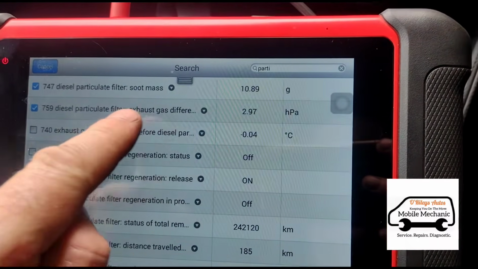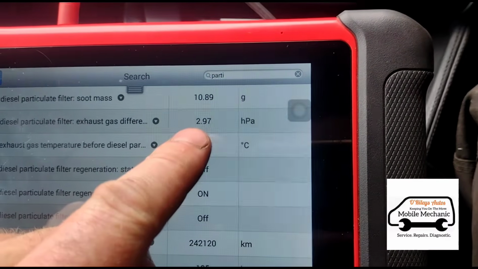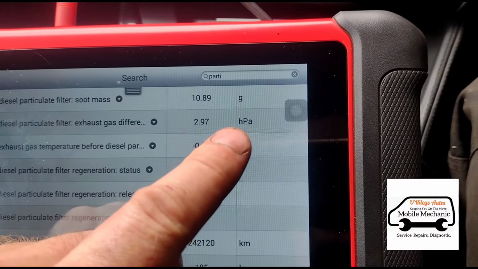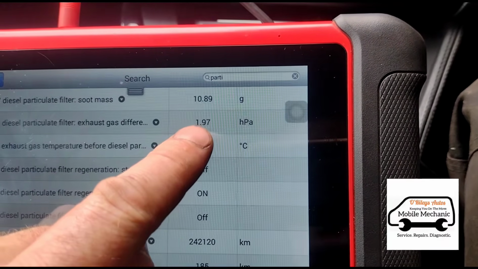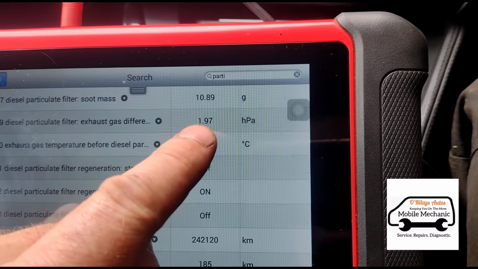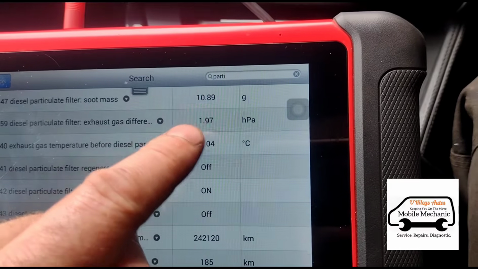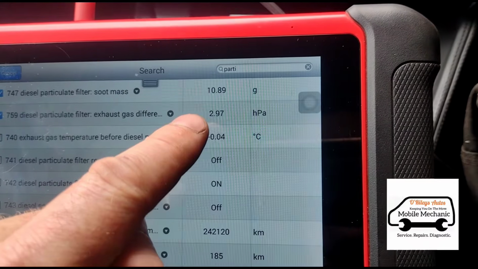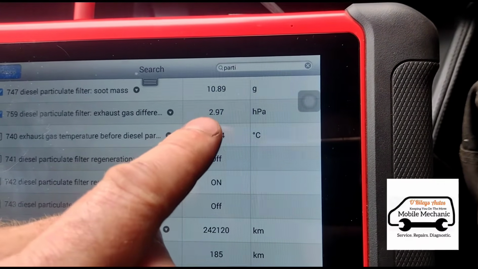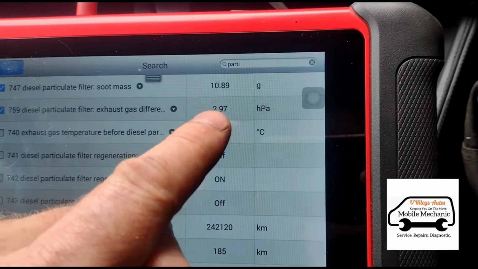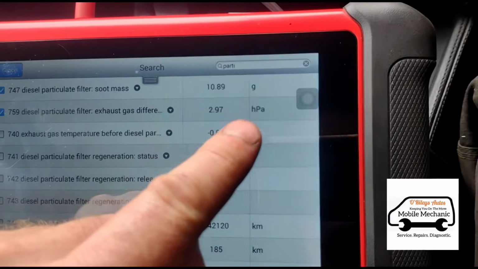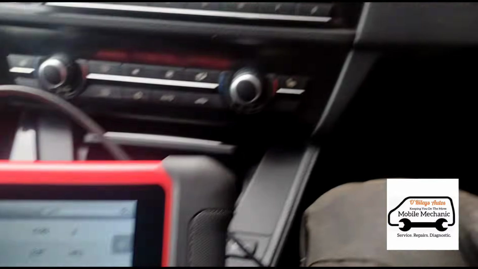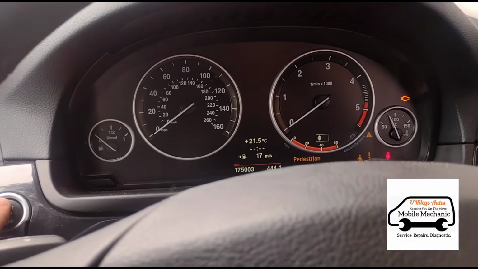When you start the car up, what you want to see is the particle filter pressure sensor should be under 15 hPa or millibars, and on a full acceleration you're looking at less than 80. Anything above those is going to need a clean. Those are maximum measures really; you want to see it below those. Usually when I do a clean, on idle I'd have this sitting around 5 or 6 hPa, and on a full acceleration around 40 to 50. So we'll start the car up now and see what readings we've got on this car.